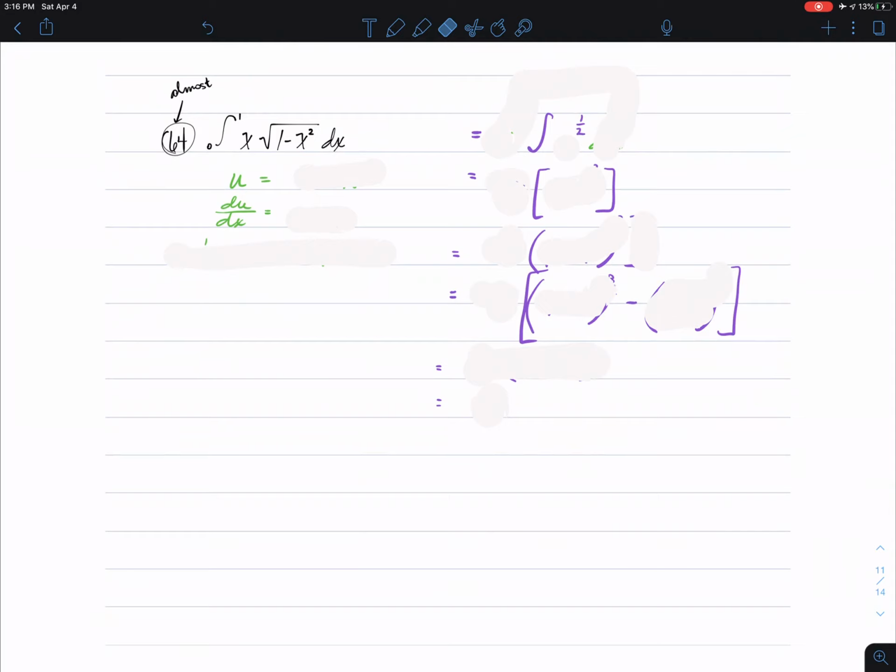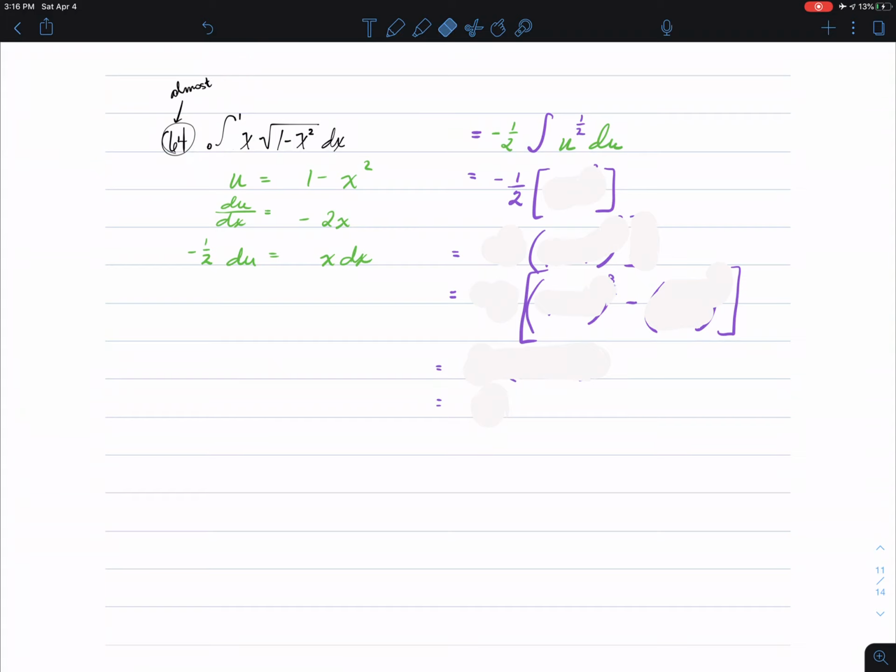So the inside is what I'll make u equal to. The derivative is negative 2x. Now it doesn't look like I have any negative 2's, so I don't really need the negative 2 piece. So I'll move that over to the other side. But I do need the x dx piece. All right, so then on the inside, this is going to be a u to the 1/2 power. And then the x dx, that's going to get replaced with a negative 1/2 du. Notice that I'm not writing the 0 and the 1 because those are assigned to x values, and for the time being, I'm using u's.